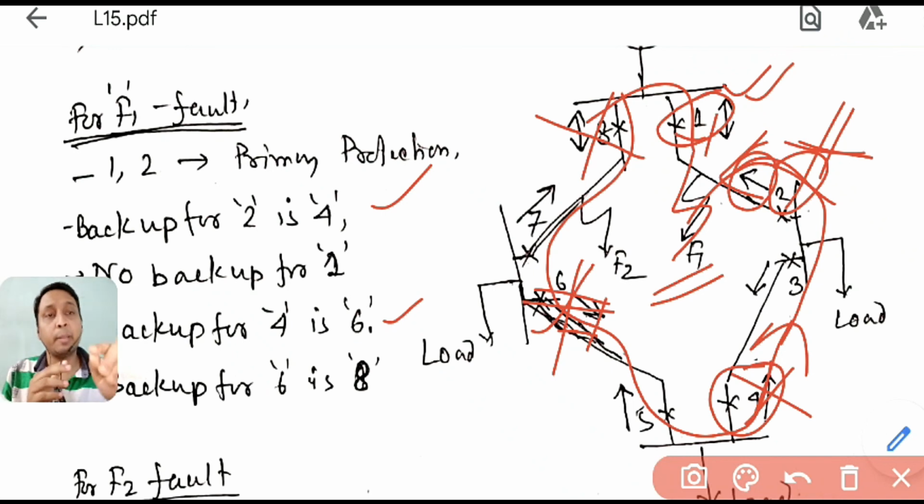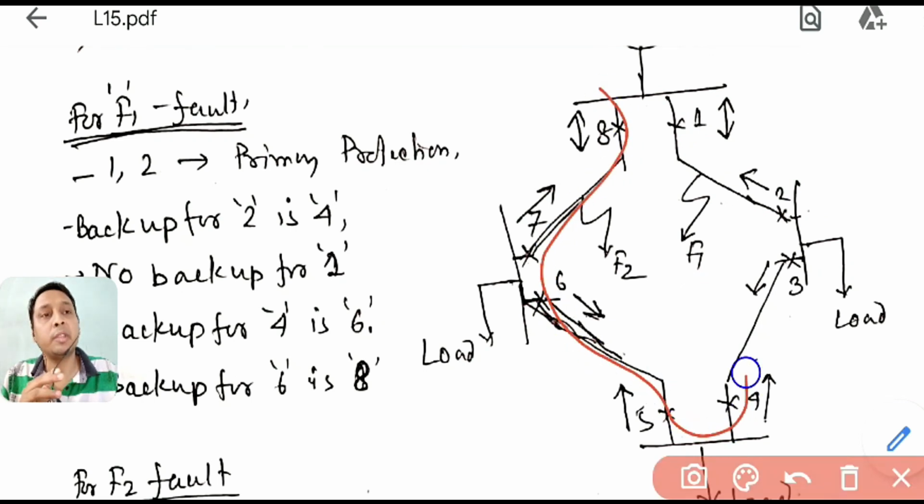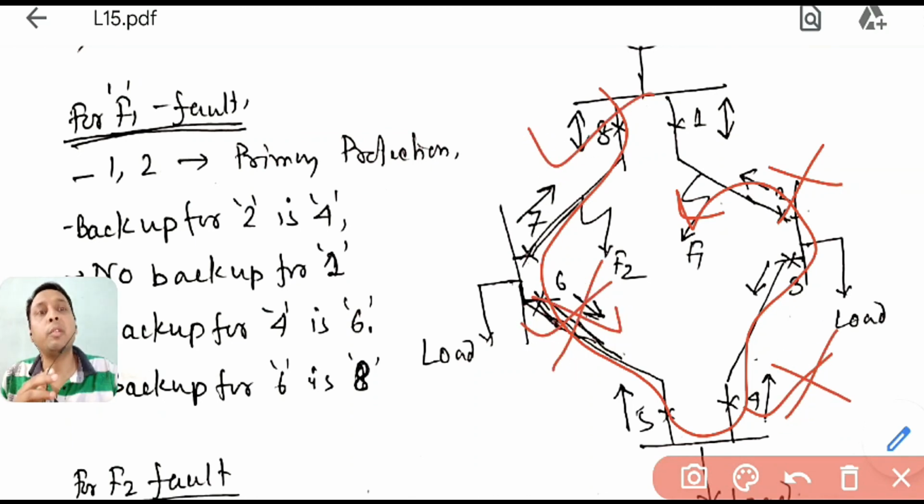So we can see the backups and backups. For 2 the backup is 4, because the current is flowing in this path. If 2 fails, then 4 will work. If 4 fails, then 6 will work. If 6 fails, then 8 will work, because the others are not supposed to trip in this path.